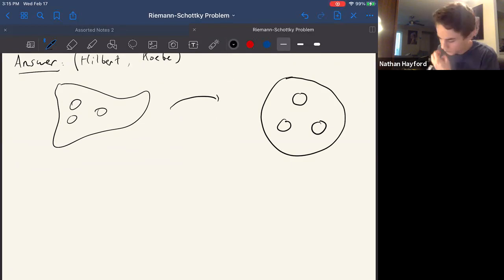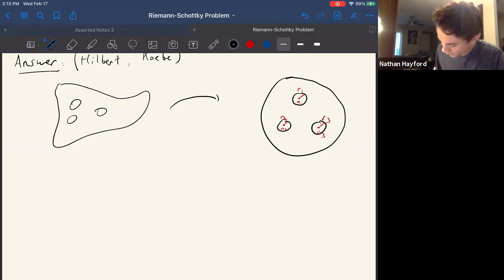And let's do a parameter count. Each disk hole has a center and a radius. I have to label them at least consistently. So this is R1, R2, and R3. And it turns out that two of these disk with disk hole domains are equivalent if and only if, up to a Mobius transformation, all of the disks have the same radii and all of the centers of the disks are the same positions, again, up to a Mobius transformation.